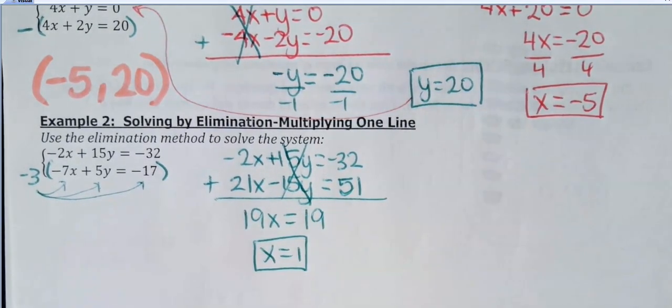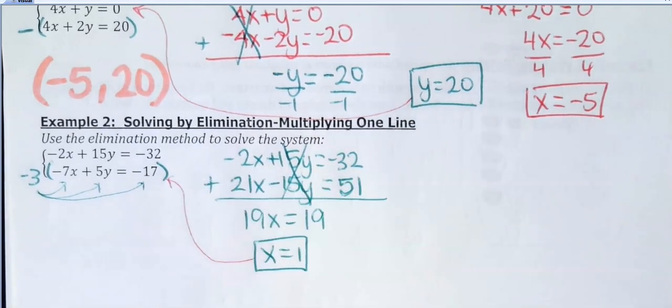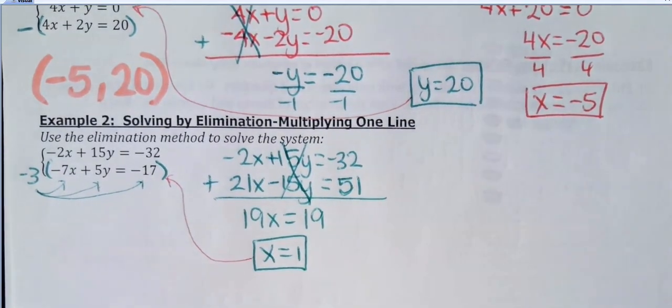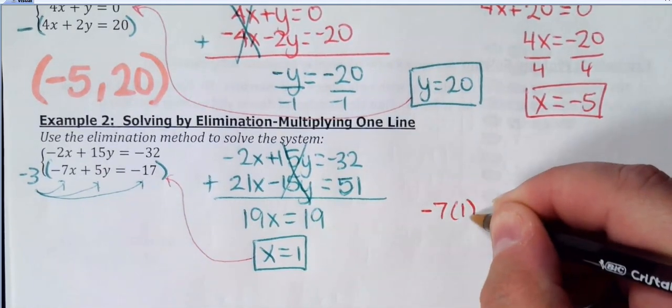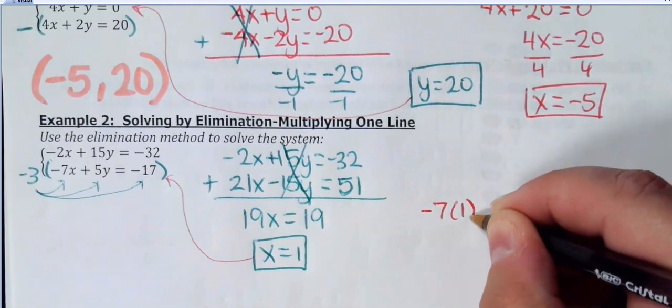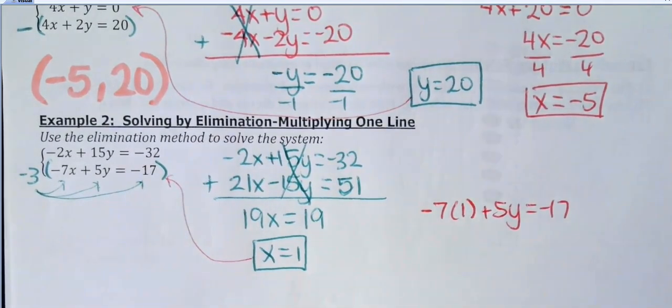And again, you can plug that back into any one of the original equations, or you can plug it into that equation we created. It's totally up to you. I usually just use one of the ones from the original system because they usually have better or smaller coefficients. Let's say it that way. So I'm going to do negative 7 times x, but I'm going to put 1 in place of the x. Plus 5y equals negative 17.